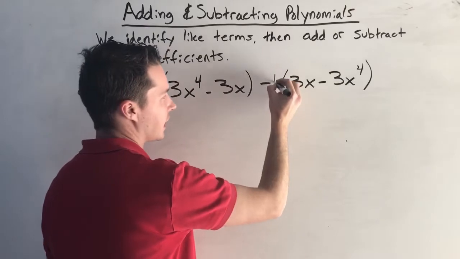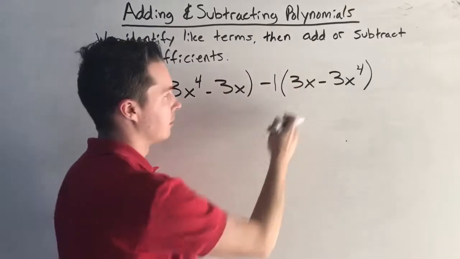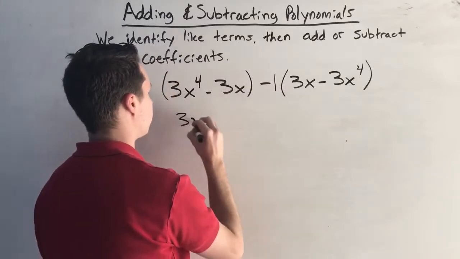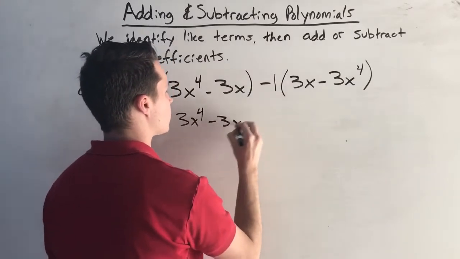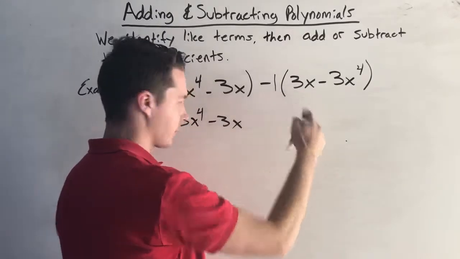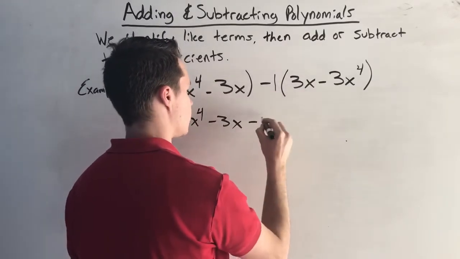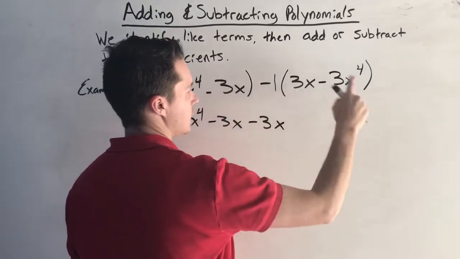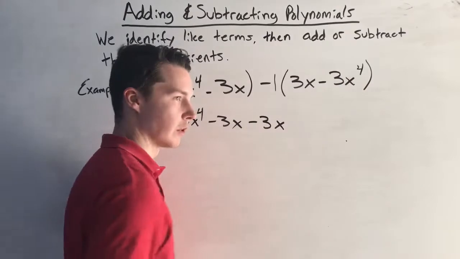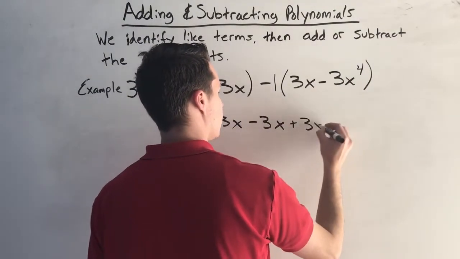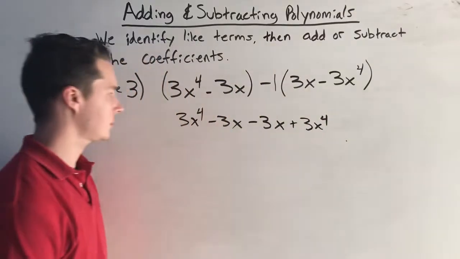Remember, this is pretty much like a negative 1 on the outside, and we're going to multiply all these terms times negative 1. So let's go ahead and rewrite the problem. It'll be 3x to the 4 minus 3x, all that stays the same, and then negative 1 times 3x. Negative 1 times 3x will give us a negative 3x, and we just carry the term, and then negative 1 times a negative 3x to the 4. Negative times negative are positive, so we're going to have 3x to the 4 right here.